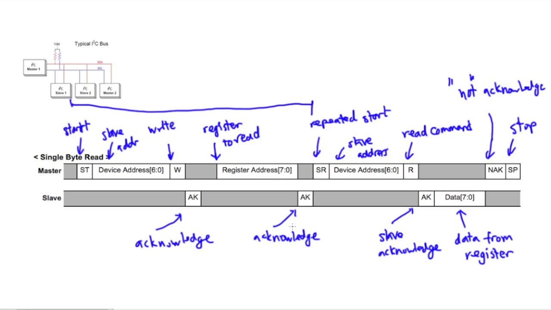Then the slave is going to acknowledge that, and once that happens, the master is going to send out a repeated start just to keep the communication going. It's going to resend the slave address so that it keeps talking to that particular slave device that it wants to talk to. It sends out the read command to indicate that it wants to read something from the slave. The slave will acknowledge it and will send out the data from that particular register. The master will then either acknowledge it or not acknowledge it, and then it'll stop the communications.